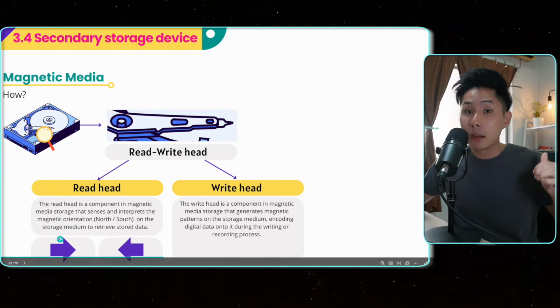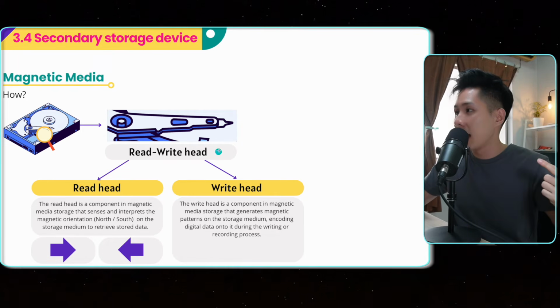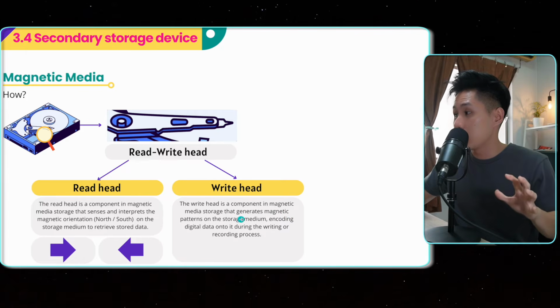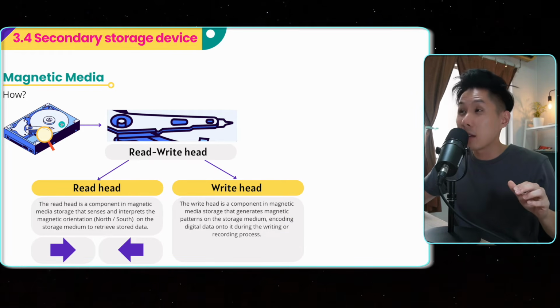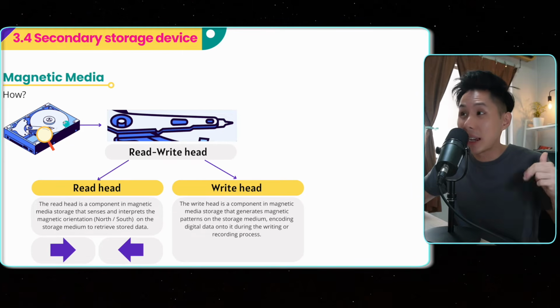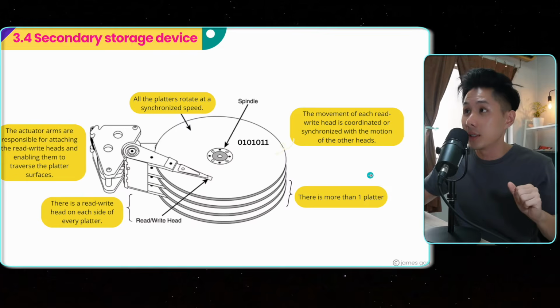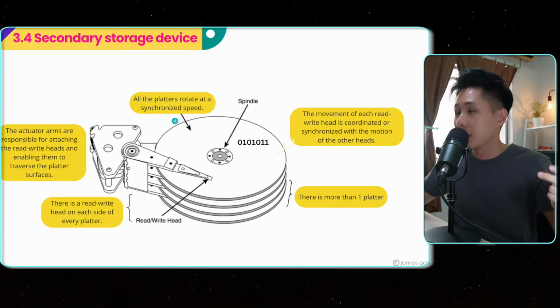meaning north can be used to represent 1, south can be used to represent 0. And then the write head here is a component in the magnetic media storage that generates magnetic patterns on the storage medium. Meaning instead of reading the magnetic patterns, they generate the magnetic patterns to encode 0 and 1 onto the disk. So here is how magnetic media work.